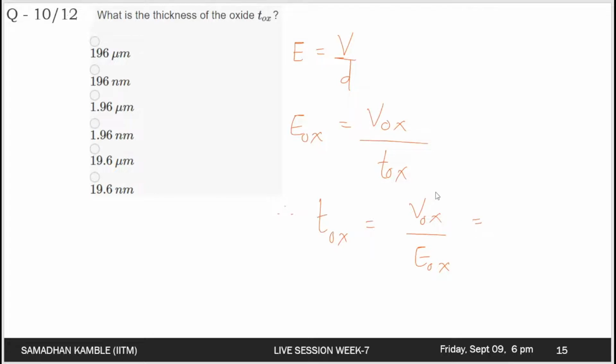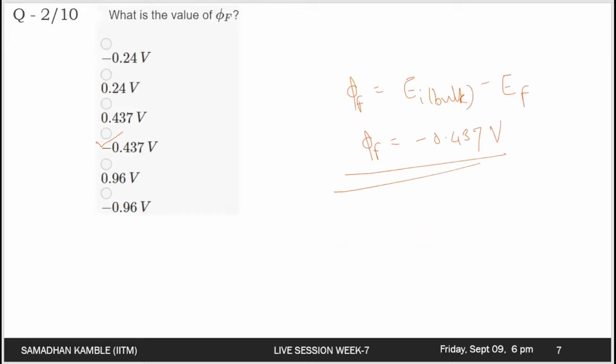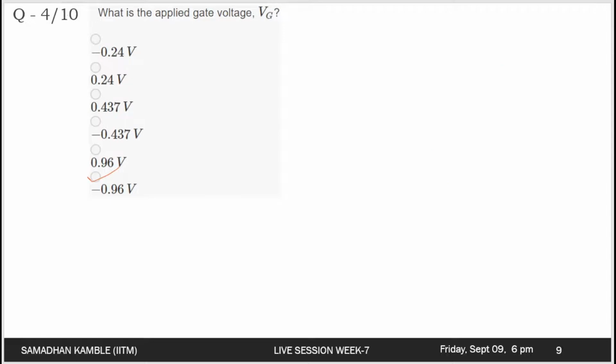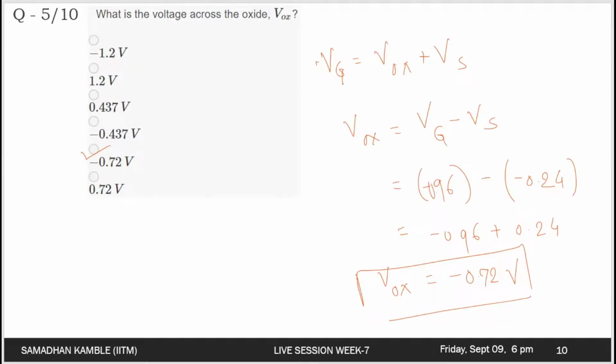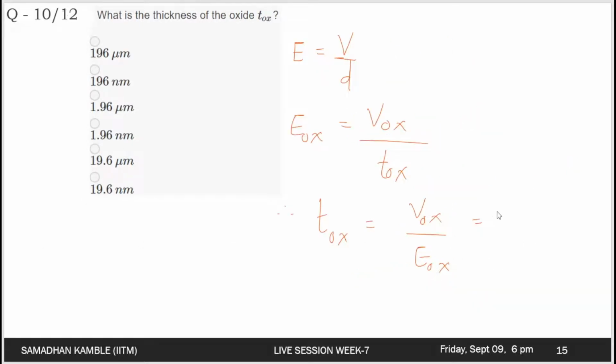We have determined the values of V_ox and E_ox in the previous problems, somewhere in the 7th or 6th. Yeah, V_ox is minus 0.72, E_ox we also determined. Just substituting that here, we get minus 0.72 for V_ox and minus 3.66 times 10 to the power 5 that we determined in the last problem itself. We'll get the thickness of the oxide layer as 1.96 times 10 to the power minus 6 centimeter. Again, the options given are in microns and nanometers. So if you simplify it in nanometers, it will be simply 19.6 nanometer. So the thickness is 19.6 nanometer for our case.